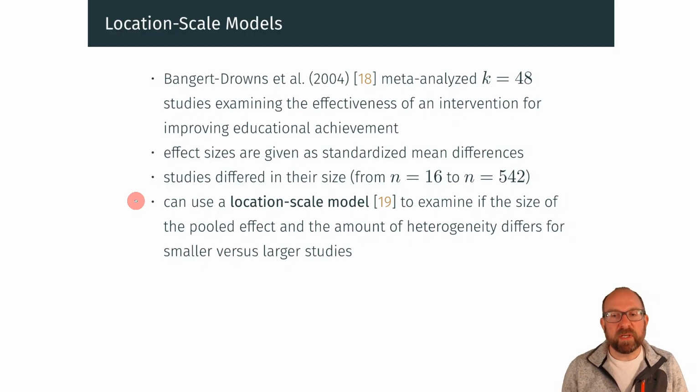Now, what I wanted to examine here is if the size of the pooled effect differs for smaller versus larger studies, but also whether the amount of heterogeneity depends on the sample size. And for this, I used a location-scale model that allows me to model not only the average effect, but also the amount of heterogeneity.